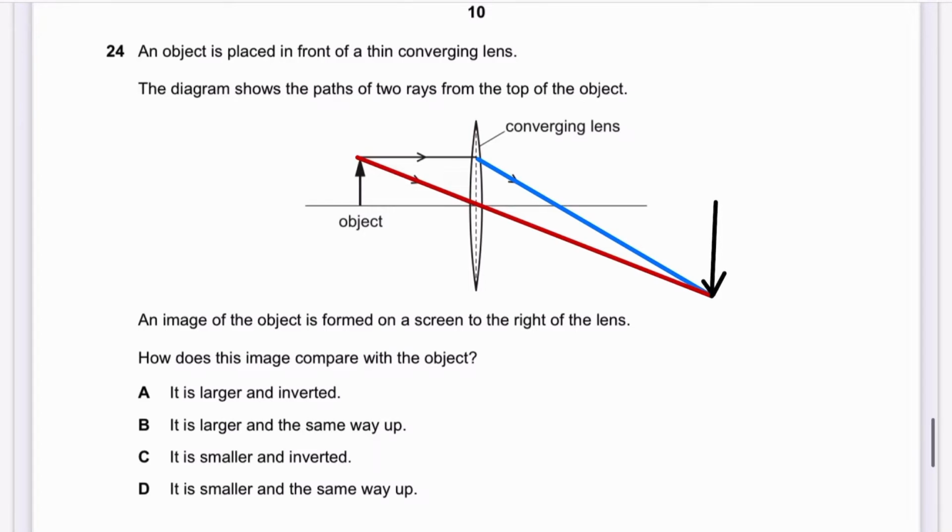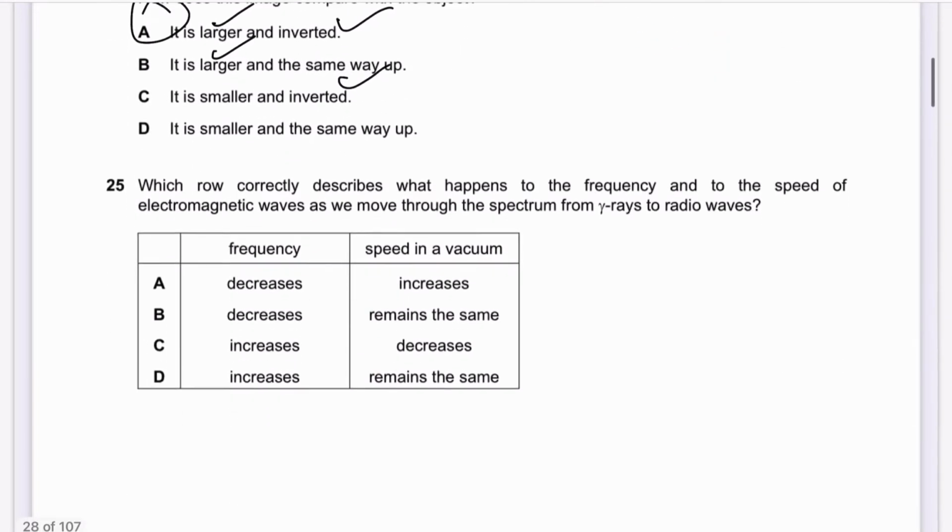Now, obviously, as you can see, this arrow is larger than this arrow. So the image is larger than the object, and you can see it's inverted. It's pointing downwards rather than pointing upwards. So inverted. Therefore, the answer is A.